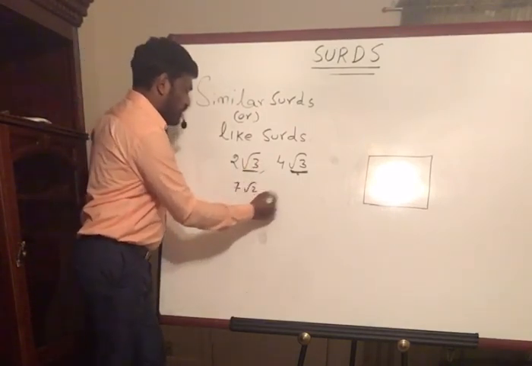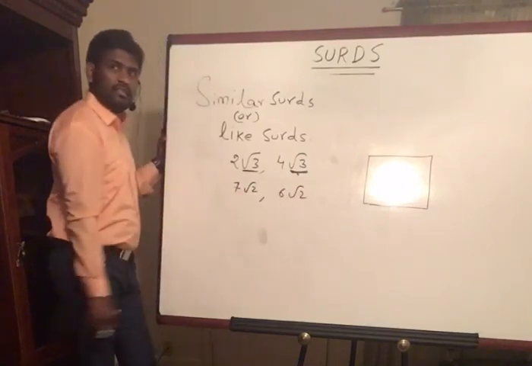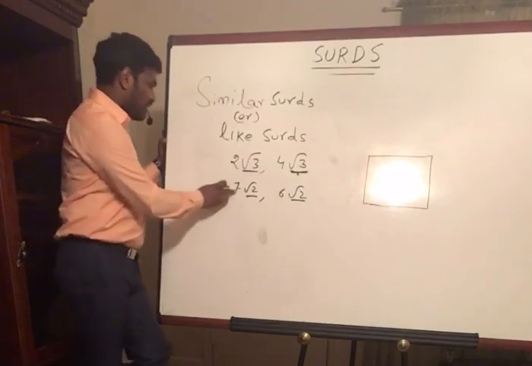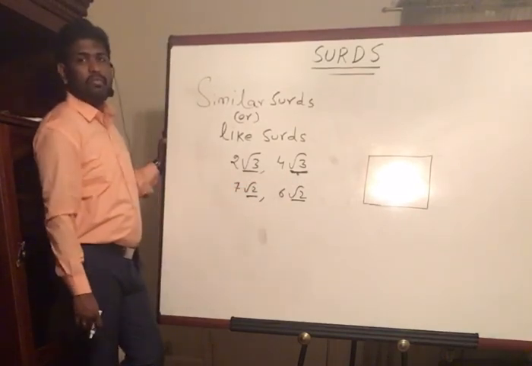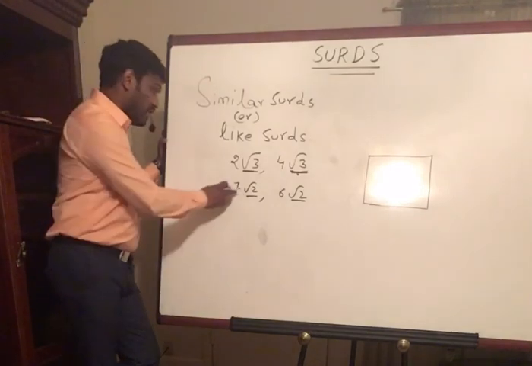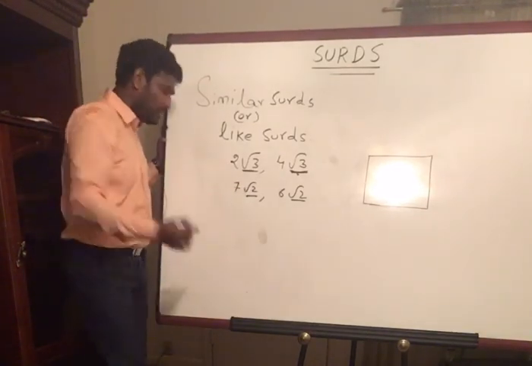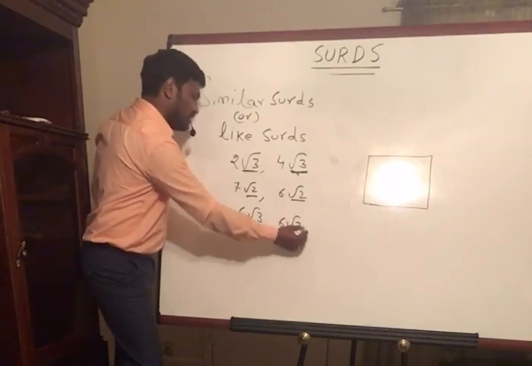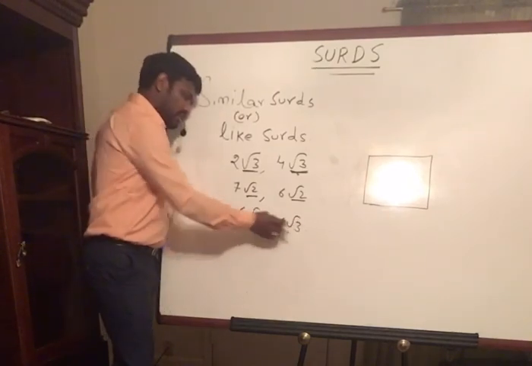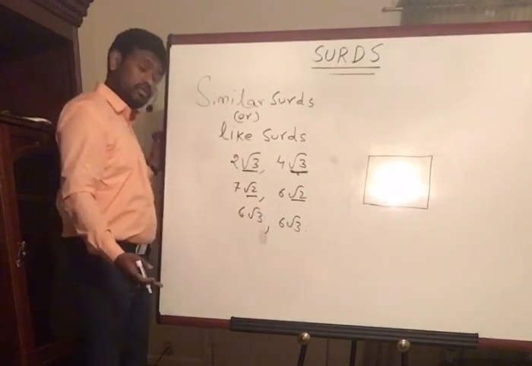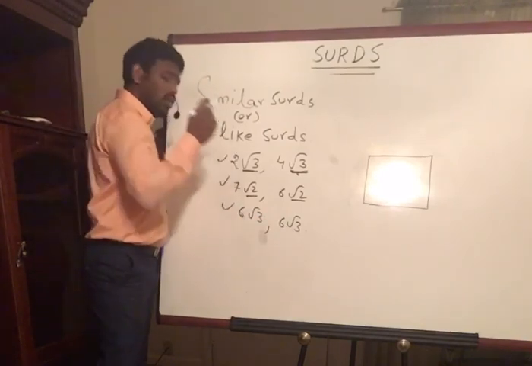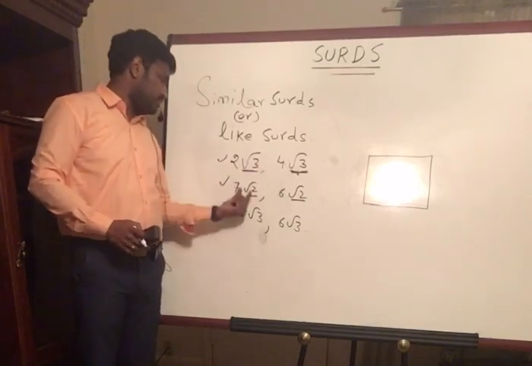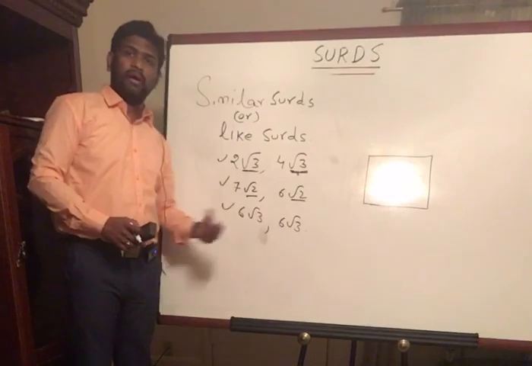7 root 2, 6 root 2, these are like Surds because they have the same Surd, root 2, but their rational factors are different. That doesn't mean the rational factors should always be different. There can be same ones, 6 root 3, 6 root 3. The rational factors are same and irrational factors are also same. They are similar Surds. The main thing you need to see is whether the Surd part is same or not.